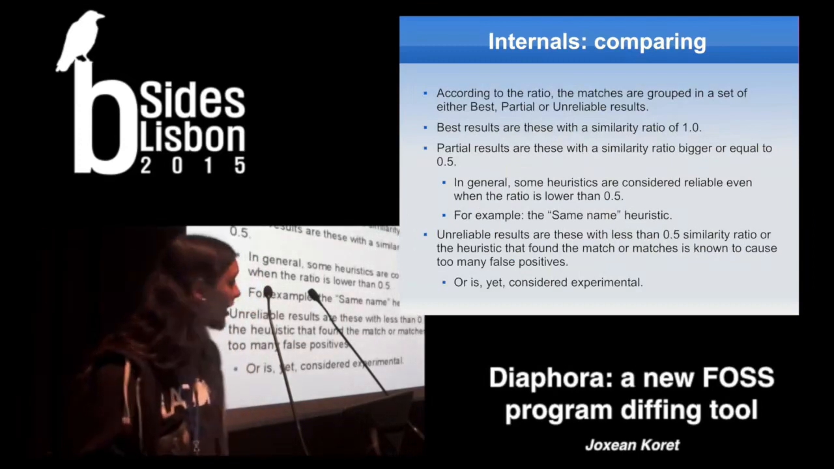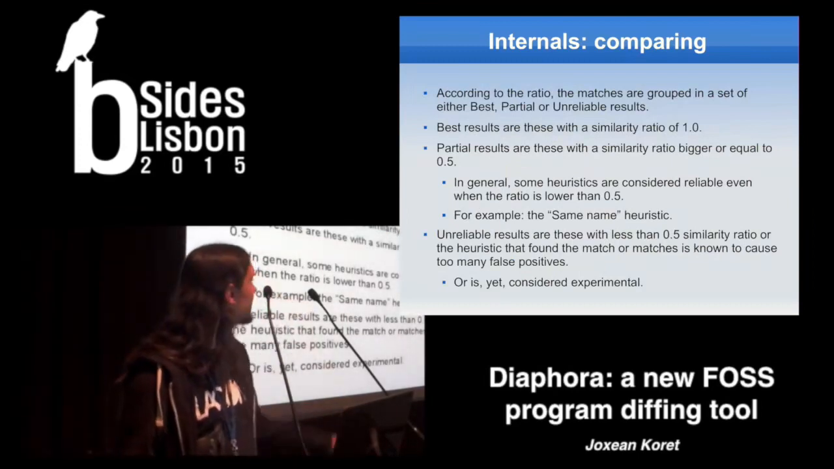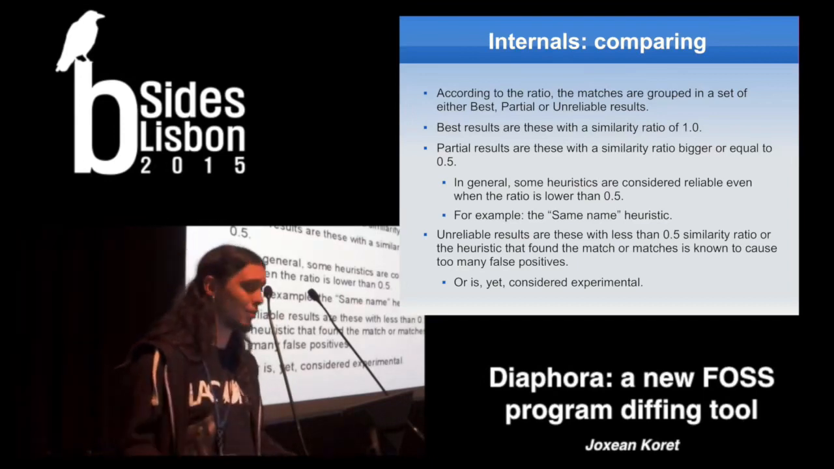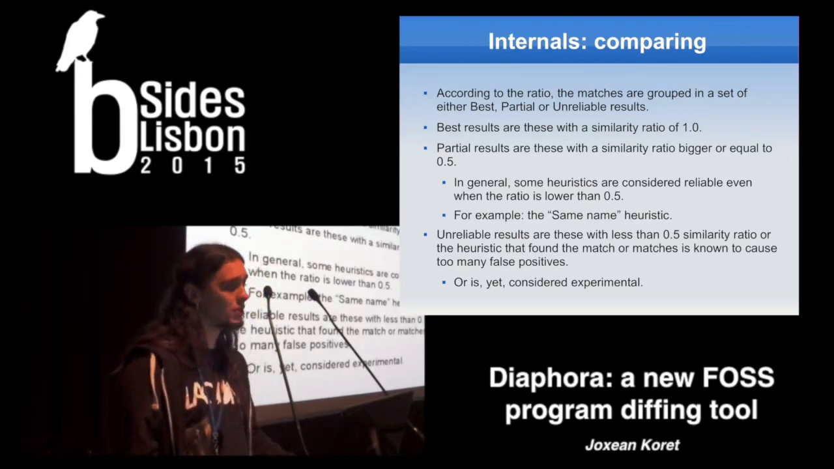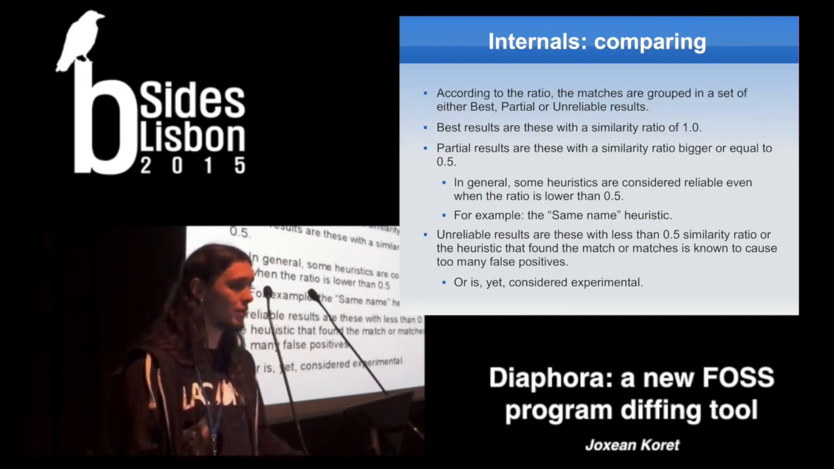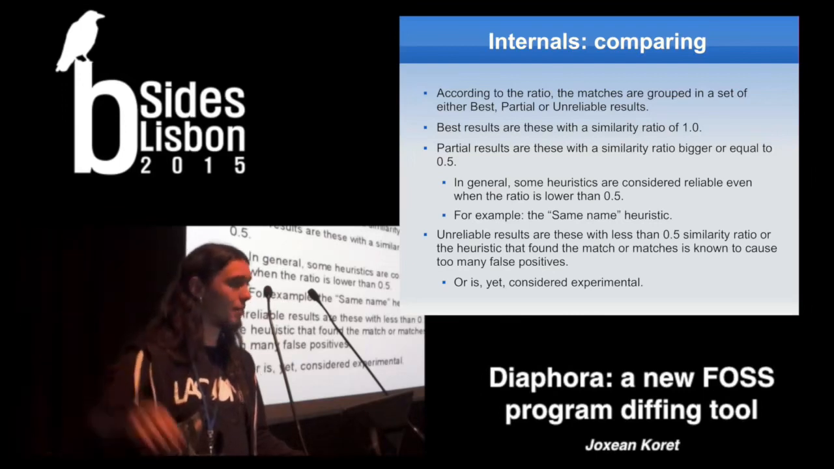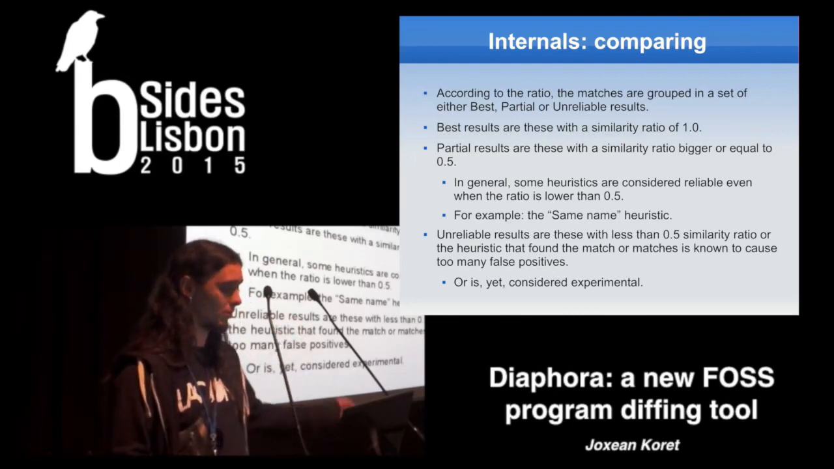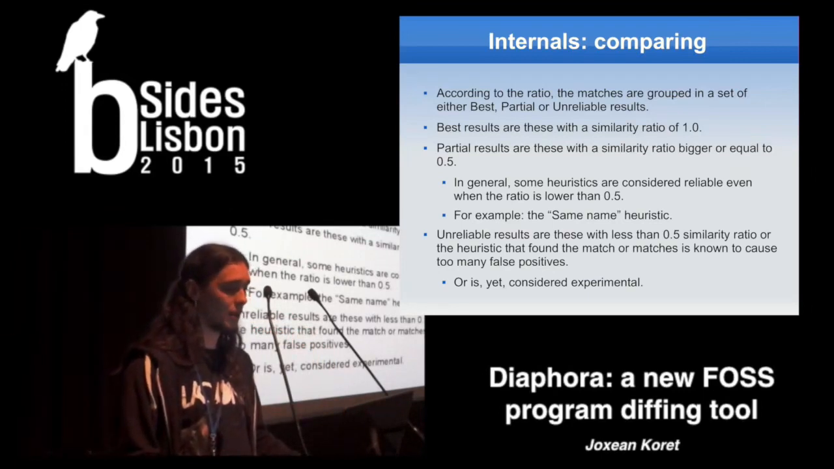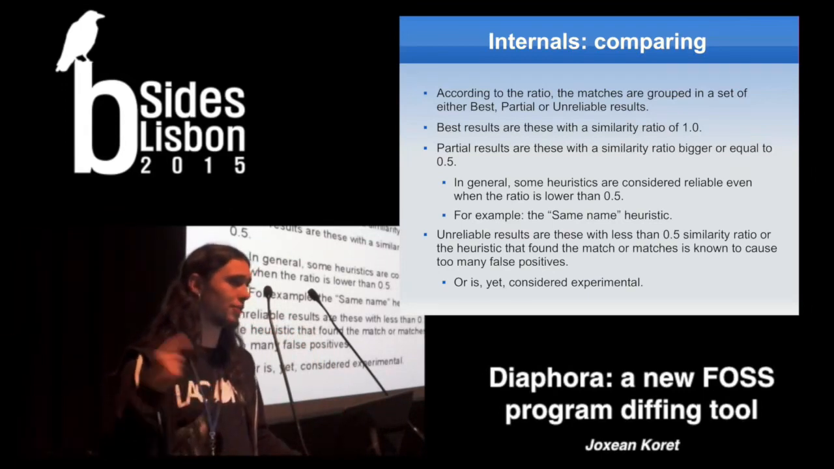Okay, then according to the ratio, the matches are grouped in a set of either best, partial, or unreliable results. The best results are those with a similarity ratio of 1.0. So, for example, if you are looking for how one vulnerability was fixed or patched, you simply need to ignore everything in the best matches window. Partial results are those with a similarity ratio bigger than or equal to 0.5.